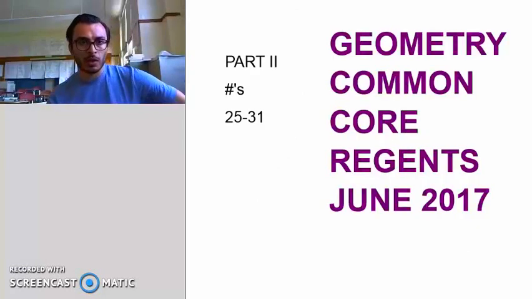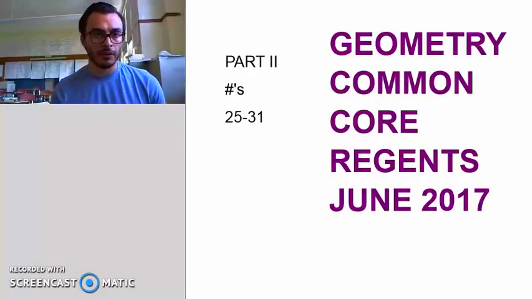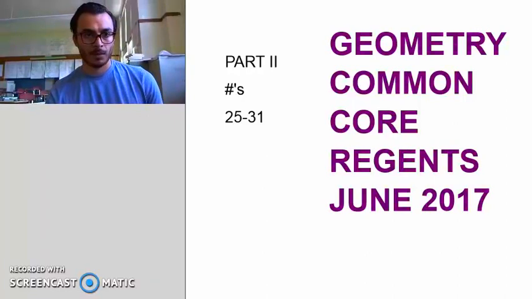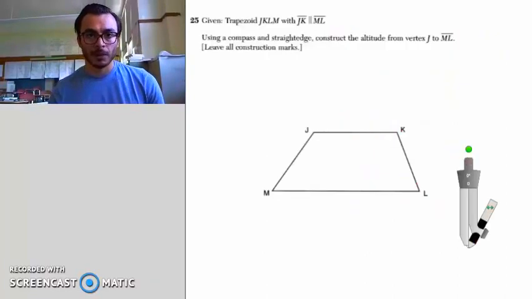All right, so in this video, we're going to cover the part 2 questions, numbers 25 to 31. Let's go to 25. For 25, they want us to construct an altitude that goes from vertex J to ML. Altitudes are perpendicular to the opposite side, so we have to make sure that we construct a line from point J that is perpendicular to ML. That's really what they want us to do.